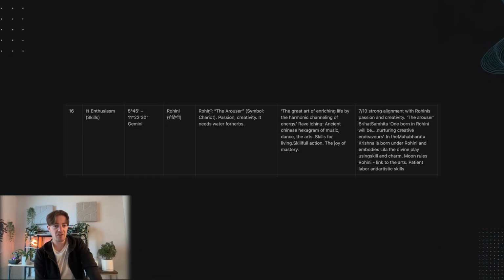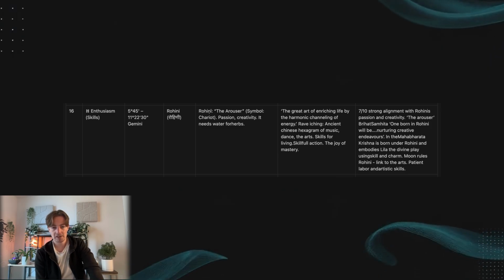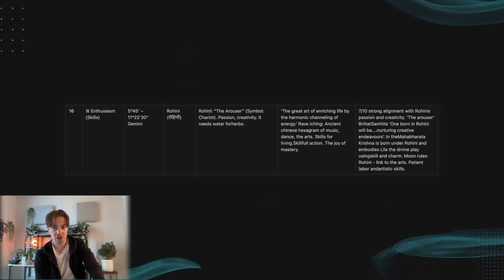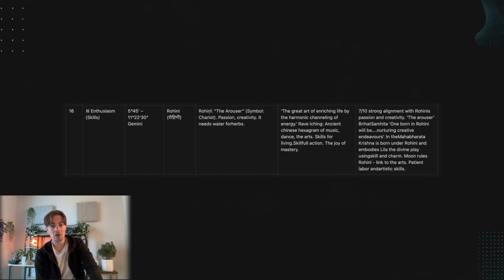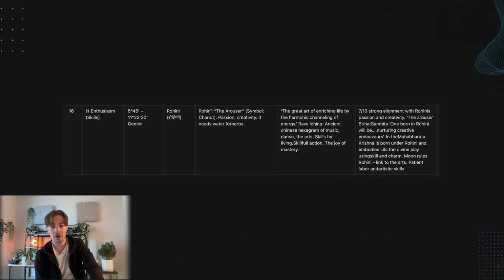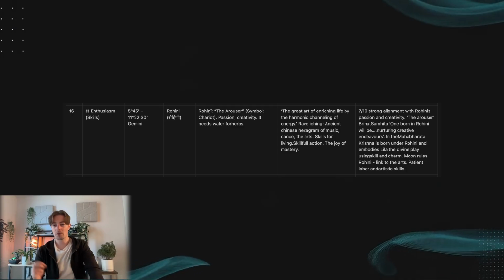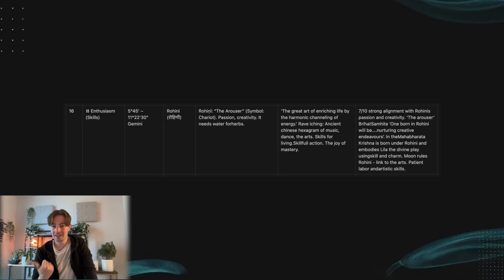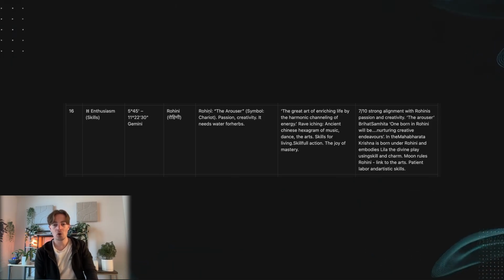Gate 16, Enthusiasm, the gate of skills. This goes from around 5 degrees to 11 degrees of Gemini. It's in the Rohini Nakshatra. Rohini, the arouser, the symbol of the chariot, passion and creativity. It needs water. So again, the note of this gate is the great art of enriching life by the harmonic channeling of energy. And from the I Ching directly, it's the ancient Chinese hexagram of music, dance, and the arts. The skills for living, skillful action, and the joy of mastery.